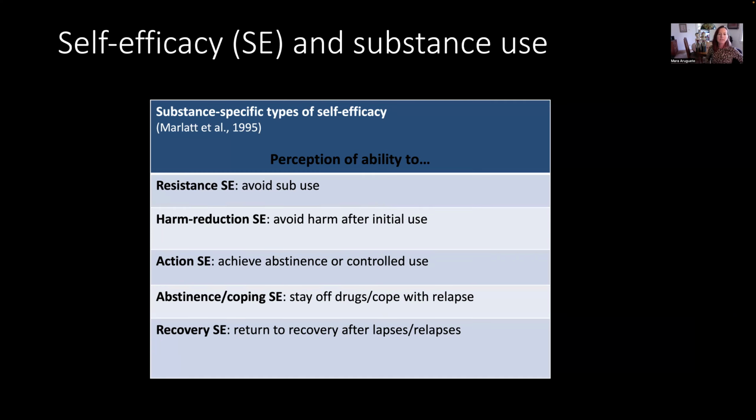Action self-efficacy is achieving abstinence or controlled use, being able to get there. Abstinence and coping self-efficacy is staying off of drugs, your ability to say, "I can do it. I can stay off of drugs. I can cope with relapse. If I go back on, I'm going to be able to get off again." Recovery self-efficacy is returning to recovery after lapses or relapses, and we'll talk about what a lapse is in the next set of objectives.